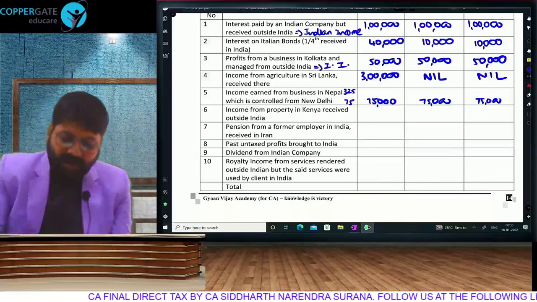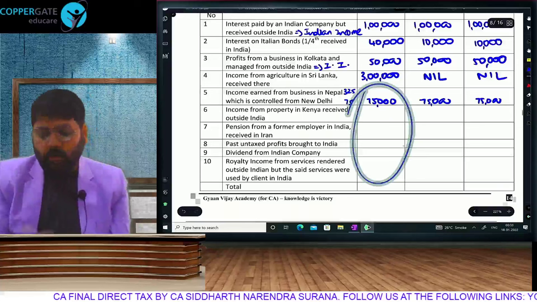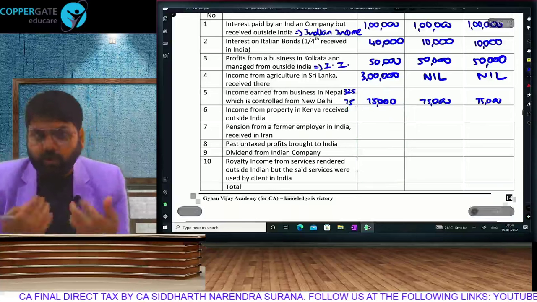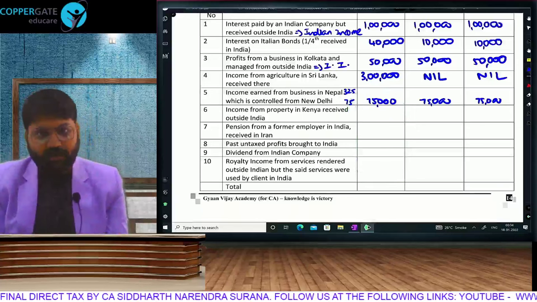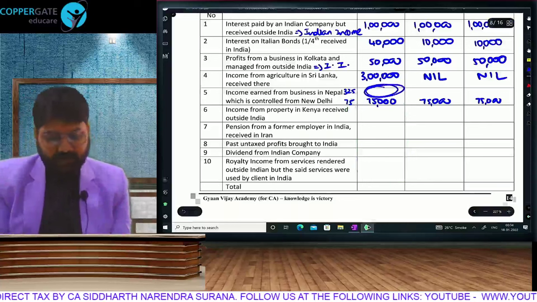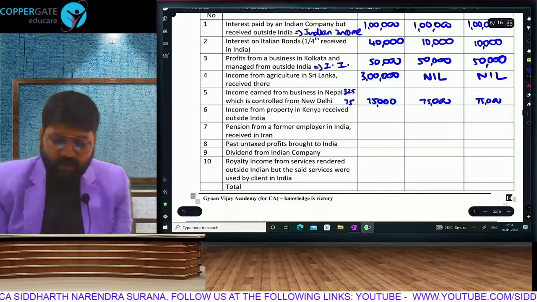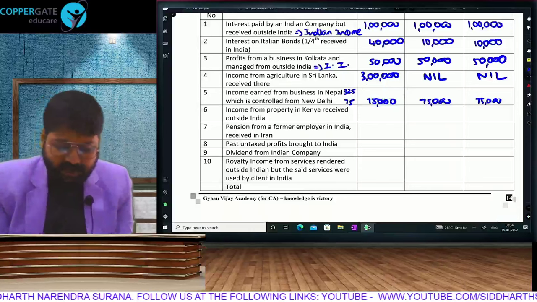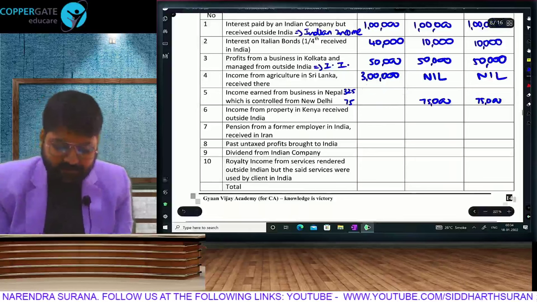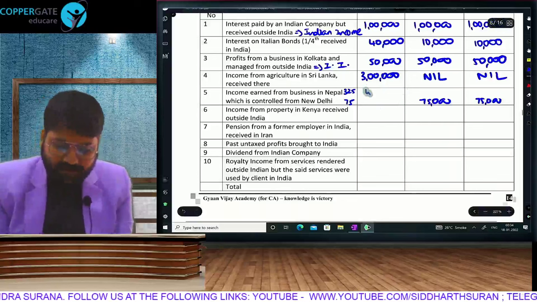You know what? When I am in this column, I don't need to talk to you about 325. You don't need to talk to me about 325. What will it be? I am giving you only two options: 0 or 325. That means effectively, can I say here the entire 4 lakh will become taxable? Okay, let me write it separately.